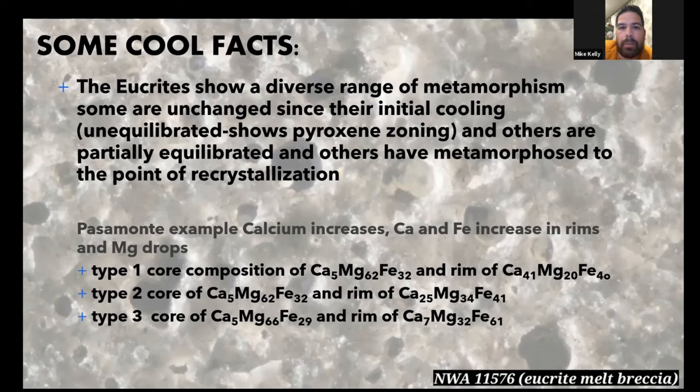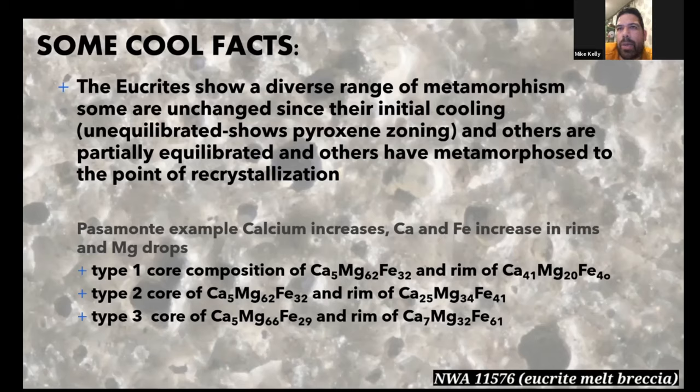Yeah. So last slide, the cool facts. This is where I was kind of touching on. We talked about Passamonte. Passamonte is really cool because it is one of the most unaltered eucrites. So it's unequilibrated. As you can see, they broke it down by three different types of crystals.